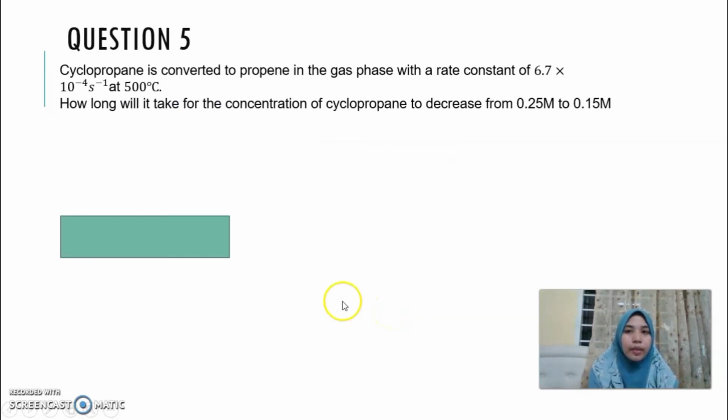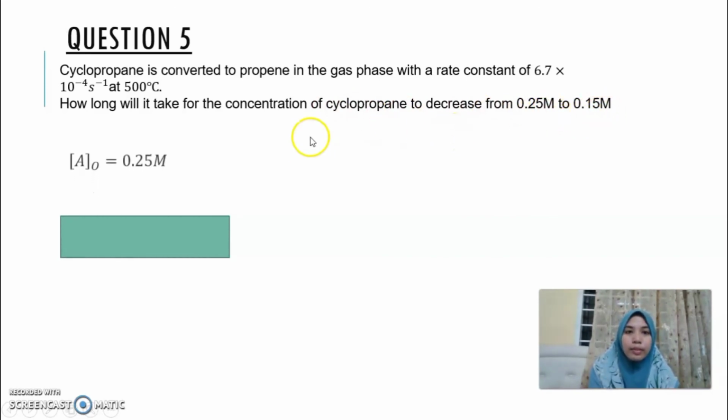It is acidic. Okay, for question number 5, cyclopropane is converted to propene in the gas phase with a rate constant of 6.7 times 10 to the power of negative 4 at 500 degrees Celsius. How long will it take for the concentration of cyclopropane to decrease from 0.25 M to 0.15 M?